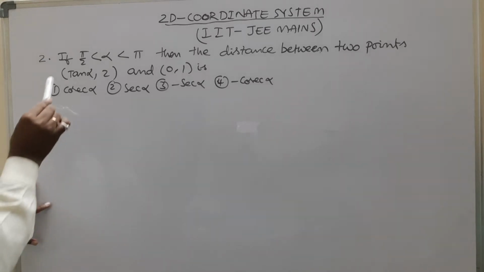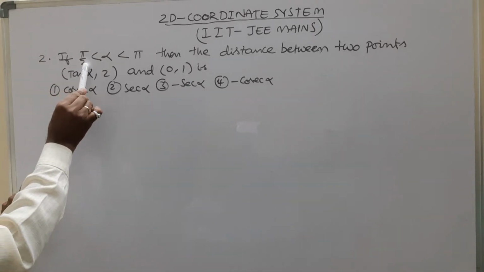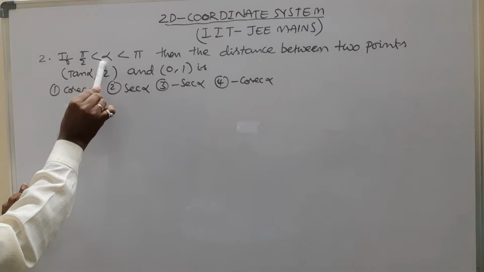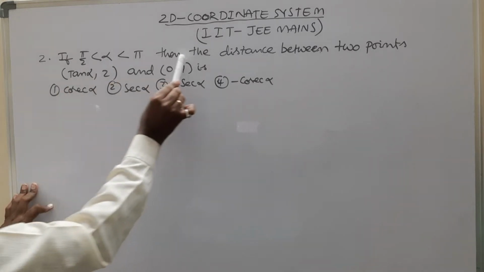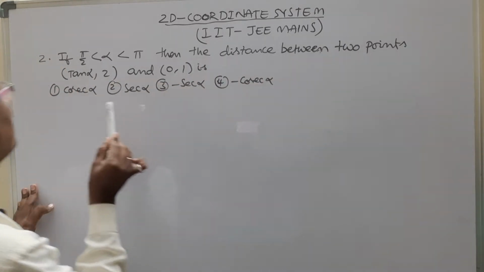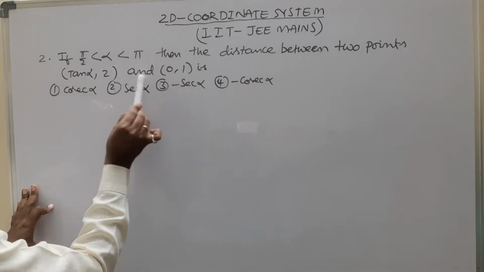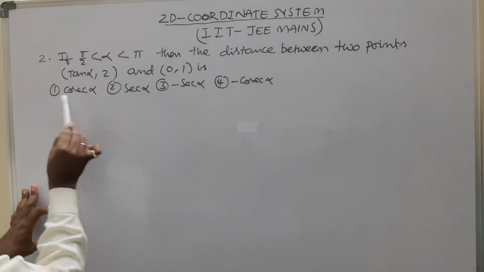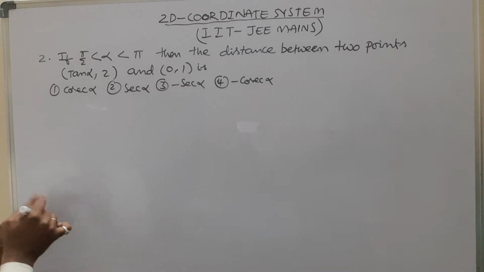Question number 2. If pi by 2 is less than alpha less than pi, then the distance between 2 points (tan alpha, 2) and (0, 1) is, and 4 options are given.